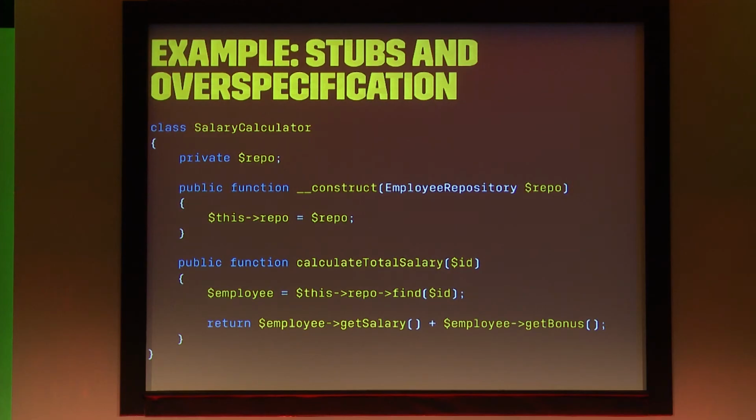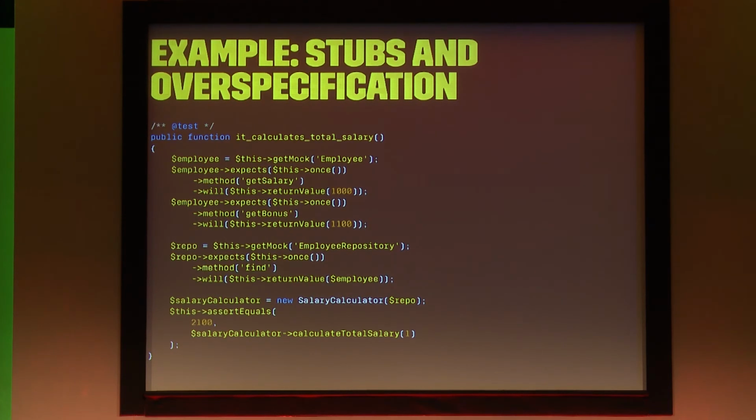So a couple of examples I'm going to go through kind of quickly. The first one, this is adapted from the Symfony documentation about mocking out the database. This is the SUT, it's a salary calculator, it uses an employee repository. This is the example they give in the Symfony documentation. There are a couple of things wrong with this.